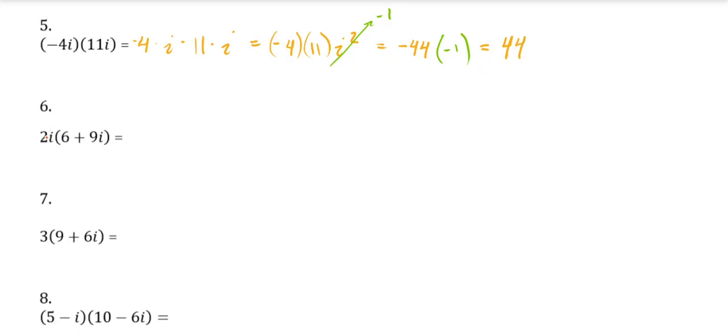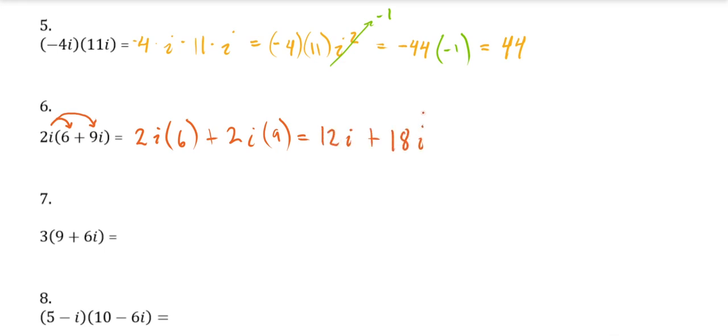With this one, we really are just multiplying by the number 2i against the sum in parentheses. And when we multiply something against a sum, we need to distribute it against each term in the sum. So in the first case, that would give me 2i times 6 plus 2i times 9. But regrouping things a little here, that's 12i and 18i. These are like terms in terms of i, and adding them together, we get 30i.